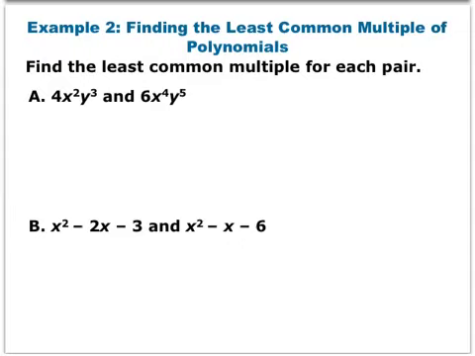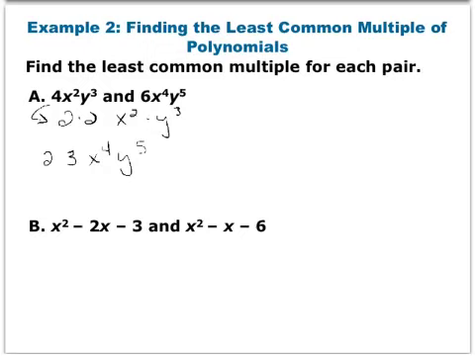Okay, so let's find the least common multiple for each pair. So I'm going to factor each term. For the first one, I'm going to factor it into its prime numbers: 2 times 2, x squared, y cubed. The second one: 2 times 3, x to the 4th, y to the 5th.